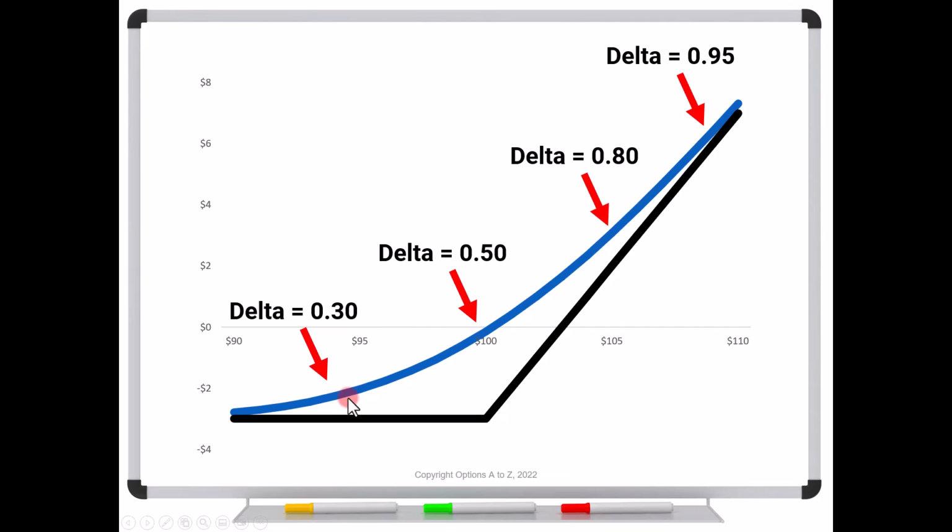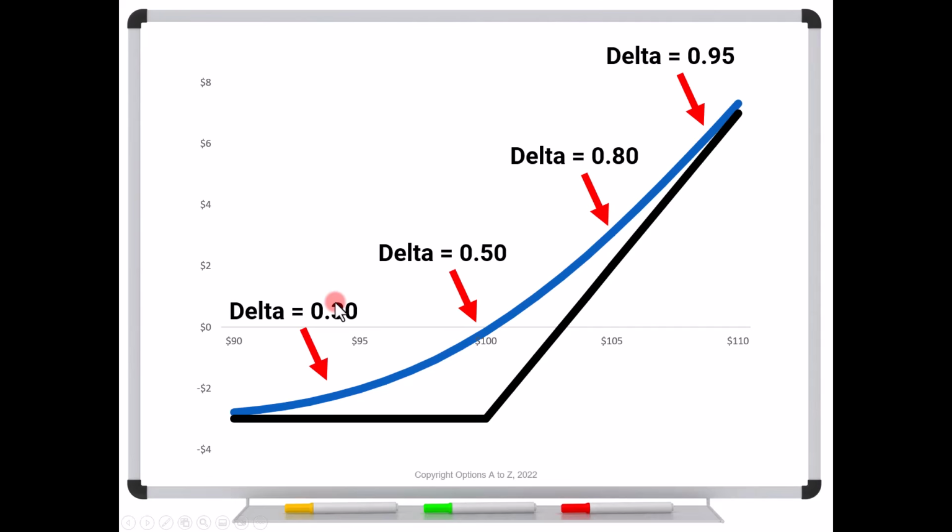So what is that showing you? It shows that as the stock price rises, moving from left to right, your deltas are rising. We went from 30 to 50 to 80 to 95. What happens if the stock price falls? Well, then your deltas fall. We're going from 95 to 80 to 50 to 30. Okay, so notice the relationship. Stock price up, deltas up. Stock price down, deltas down.